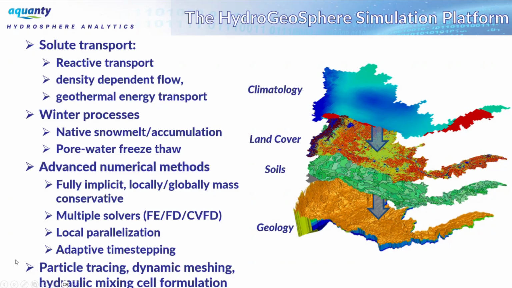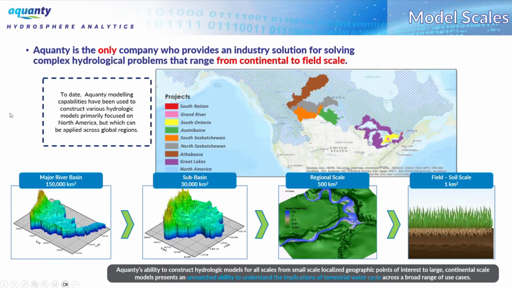We just continue to try and add more and more advanced features, such as particle tracing, dynamic meshing, where we can modify the topography of a model over time, and the hydraulic mixing cell formulation, which is a really great way of tracking discrete sources of water throughout a model. The feature list goes on and on. We've demonstrated HGS is a valid simulation engine at basically all scales, from the column scale all the way up now to major river basins and even continental scale applications.